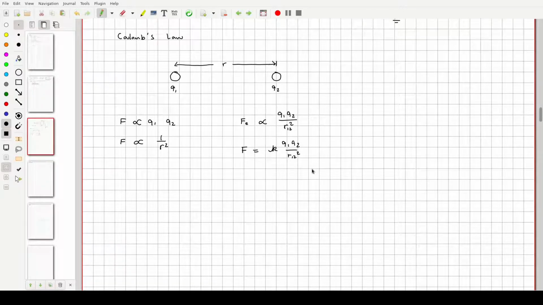Now, Coulomb's constant, which is what this is, has a value of 8.99 times 10 to the 9th Newton meters squared per Coulomb squared. Okay? But many times this is written differently. Many times we write K as 1 over 4 pi times a constant that's called epsilon naught. Now, epsilon naught is called the permittivity of free space.